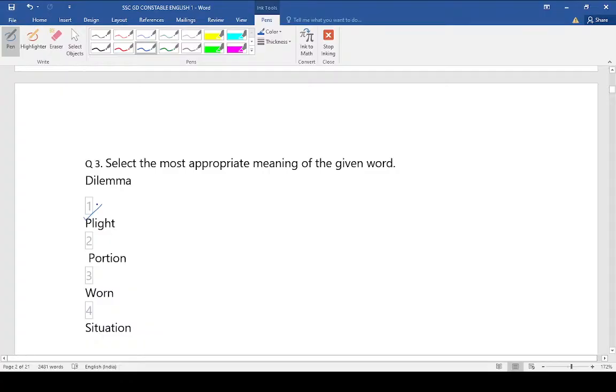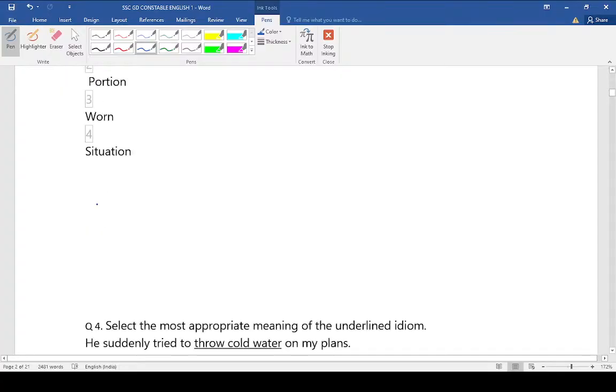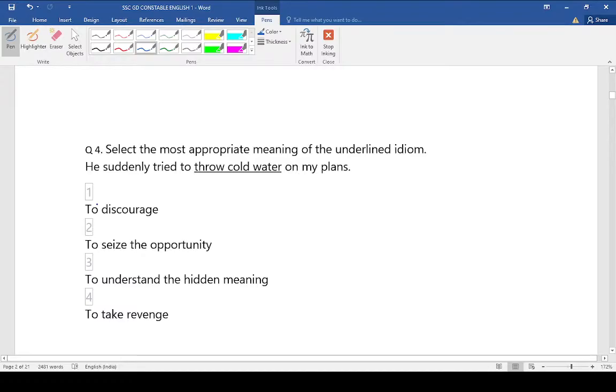So now we will go for the next question. Select the most appropriate meaning of the underlined item. He suddenly tried to throw cold water on my plants. What is the meaning of throw cold water? In normal terms, we can say that throw cold water is somebody intentionally throwing water on somebody.